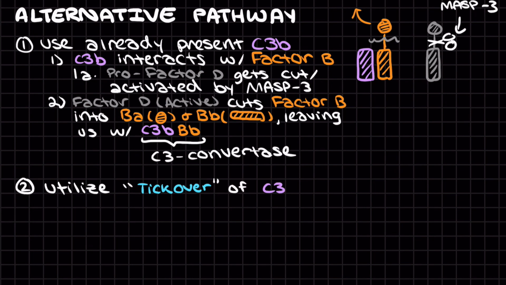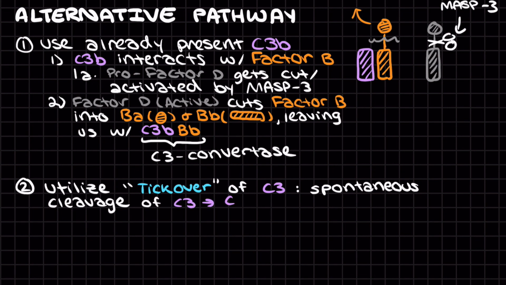And what I'm referring to is the spontaneous cleavage of C3 into C3a and C3b. And this should be even more confusing, if anything, than the first route, because if we've been using C3 convertase to cut C3, and now I'm saying we have a way to cut C3 without it, then what's even the point of all the other pathways that we've discussed?